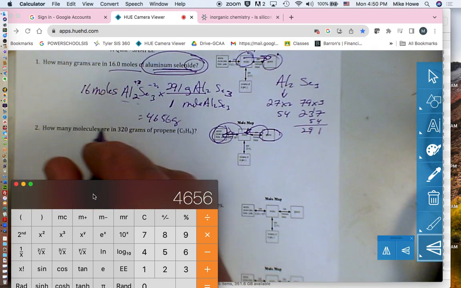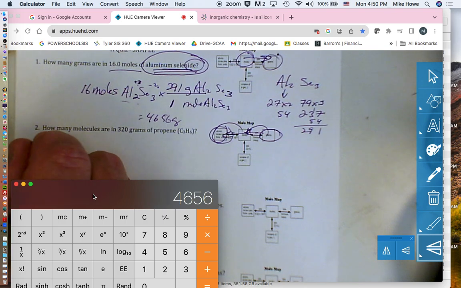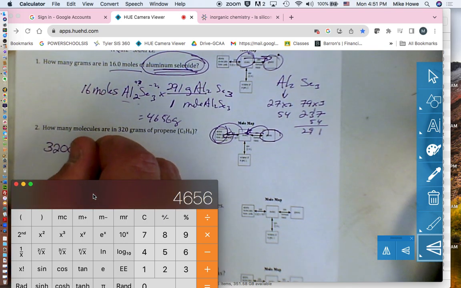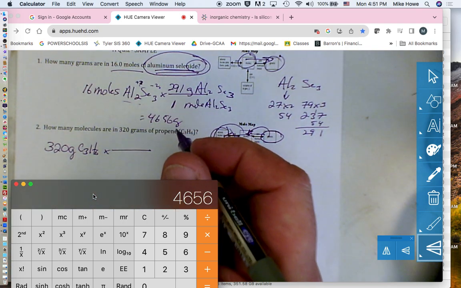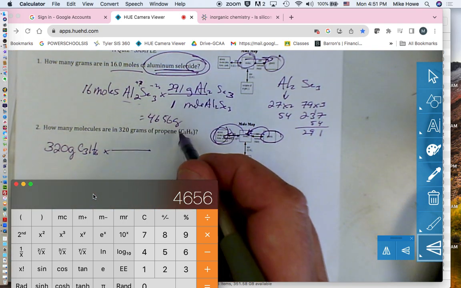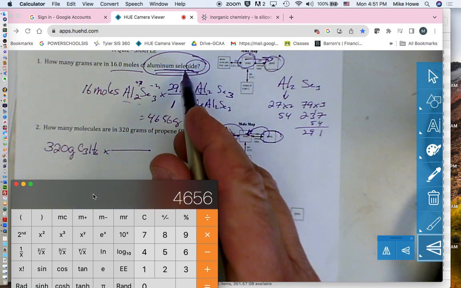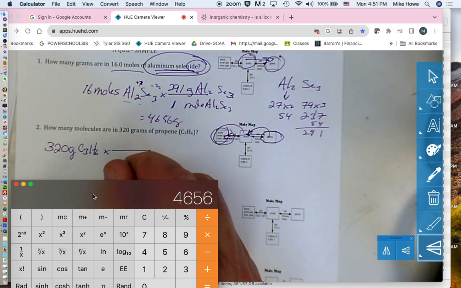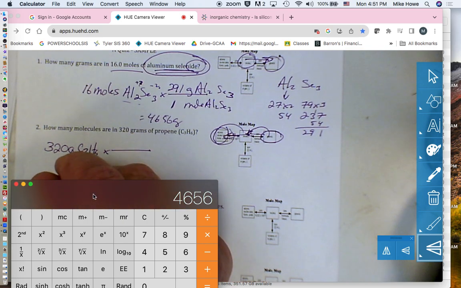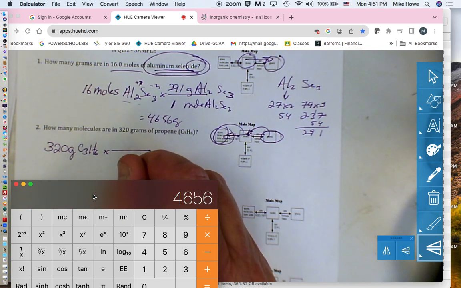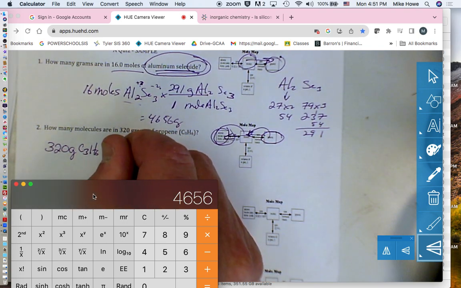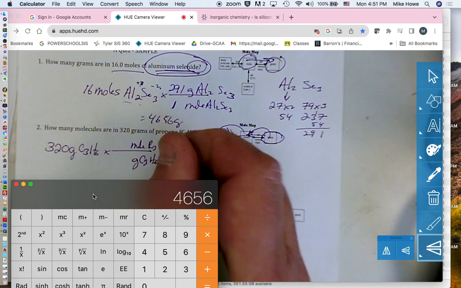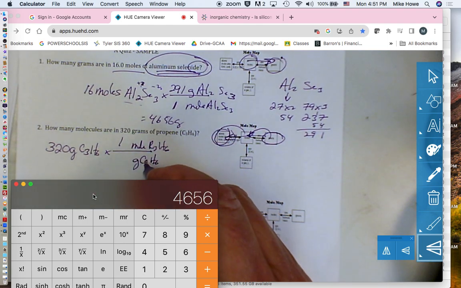All right, so we have 320 grams of propene. On this one, I told you the formula. It's C3H6. On yours, I might not have told you the formula. I might have given you a name without a formula, in which case you have to write the formula. All right, so grams of C3H6 are on the bottom, moles of C3H6 on top. 1 goes in moles. We have to find out how many grams are in 1 mole.